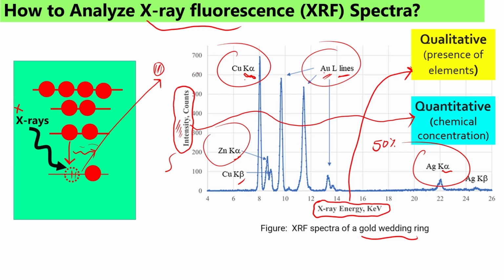Now, how to interpret this? Very clear. You have to talk about the two things, the y-axis and the x-axis. This is how you have to explain. So we know that in a gold wedding ring, maybe there are some trace elements because we cannot make jewelry from pure gold. They may use the copper, they may use the zinc, they may use the silver, etc., to make it ductile or to make it into shapes.